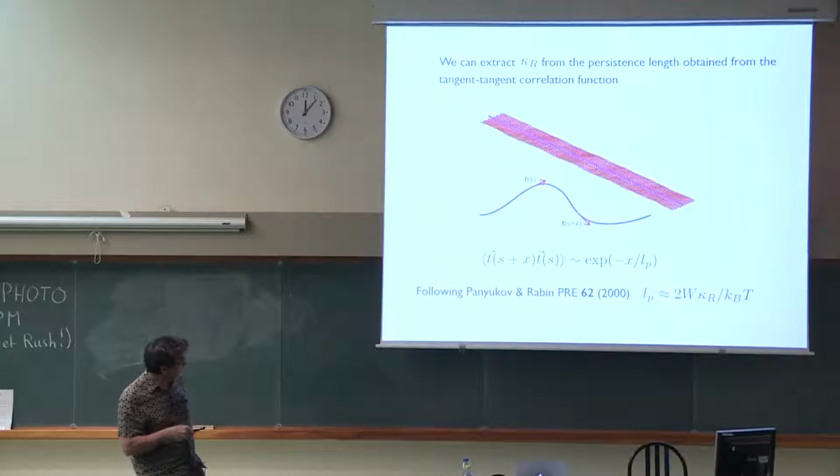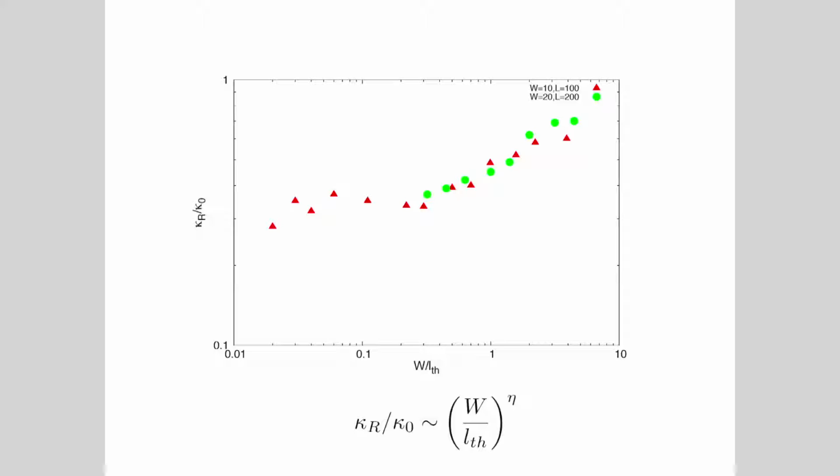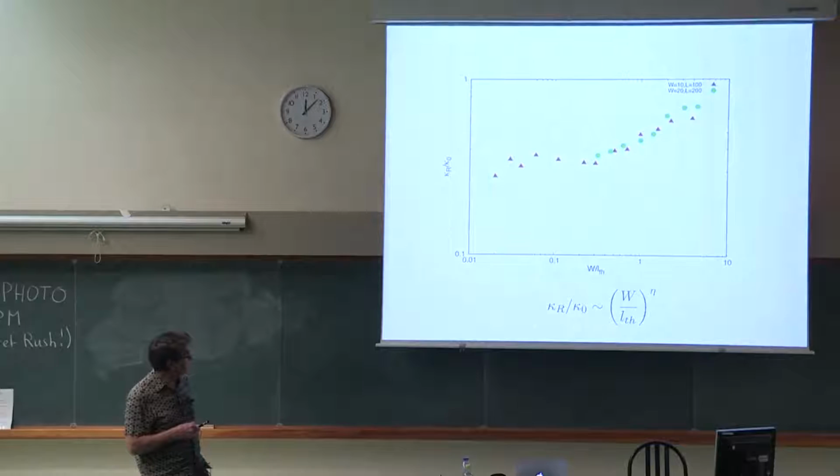So here, it's given by the width divided by k_B T times the bending rigidity. So we can extract the renormalized bending rigidity from measuring this persistence length. And you can see this is the width in units of L thermal. So when the width is less than L thermal, bending rigidity is constant. And when the width gets comparable to L thermal, the bending rigidity starts to rise. It goes up. Here we've only reached a factor of 10 times the bare bending rigidity, so only one decade of thermal stiffening. So we haven't quite reached the asymptotic regime, but you can see the effect is setting in quite dramatically. From here we can extract an experimental eta.